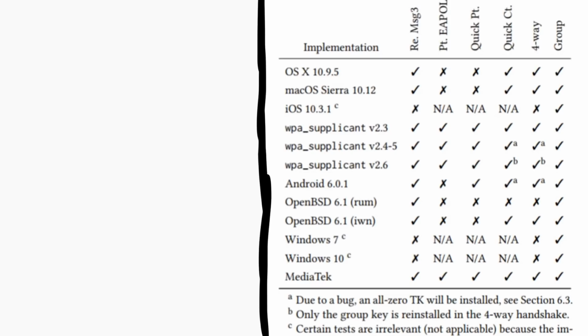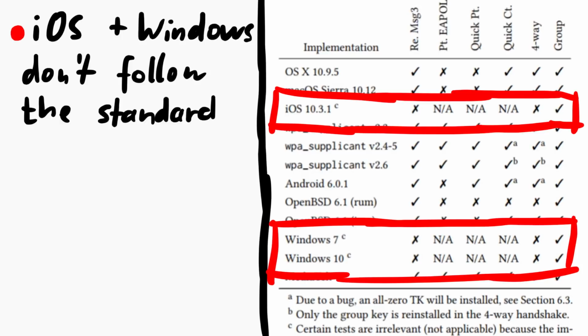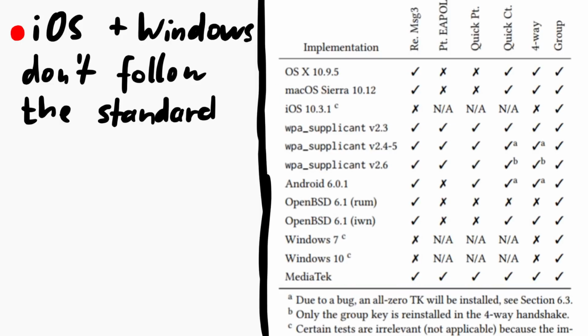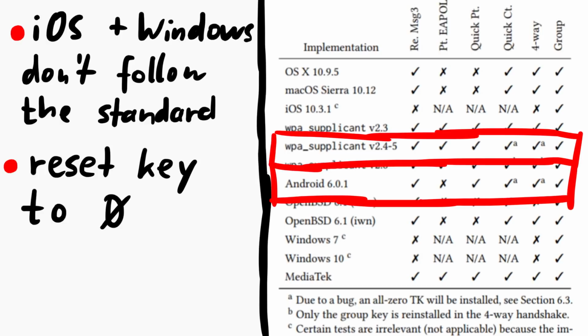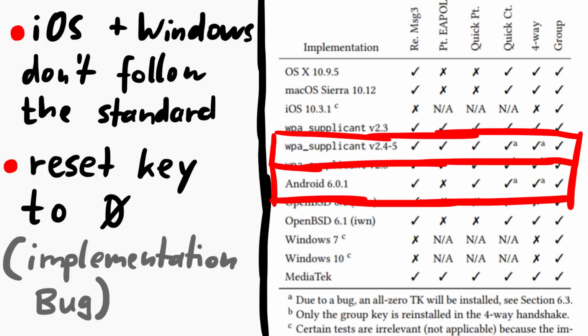The author also checked the behavior of different implementations, and it turns out iOS and Windows both don't follow the spec and don't accept the retransmission of message 3. And the worst implementation is by some Linux-based systems because there is an additional implementation bug that resets the key to all zeros. So you don't even have to perform this crypto attack, limiting you to maybe only decryption, I don't know, because with this flaw you actually know the key because all of the values are set to 0.